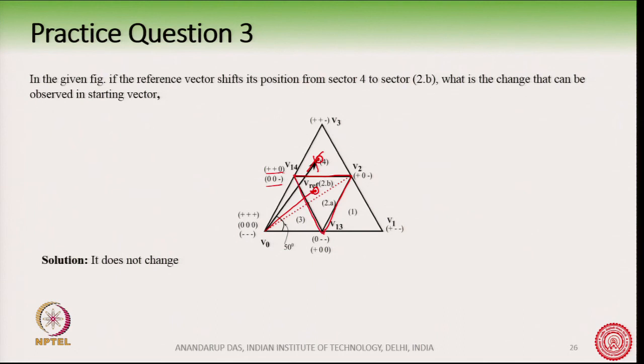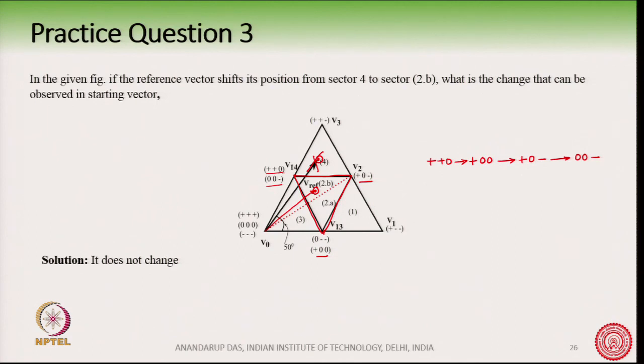Therefore, a possible switching sequence here is plus plus 0, then plus 0 0, that is going down here, then plus 0 minus, and then 0 0 minus, goes here and then goes here. So, this is one possible sequence.